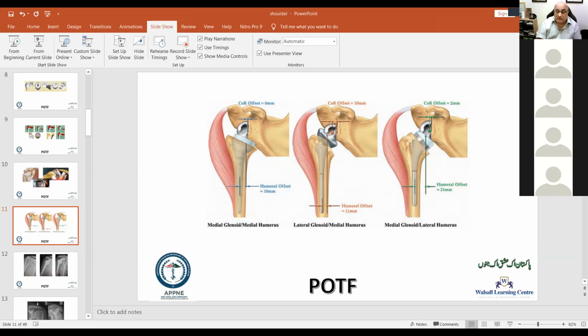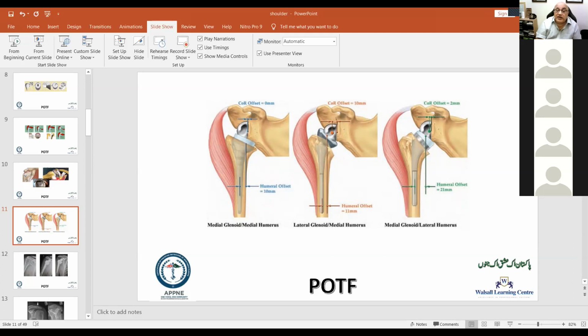Sir, if it's a younger person, or if the age is 70 but there is no degeneration, then should we do a reverse or not? If it's less than a 5 centimeter tear and there is no arthritis in the shoulder, you can repair the cuff, depending on the quality of the tendon. Yeah, you can repair it.